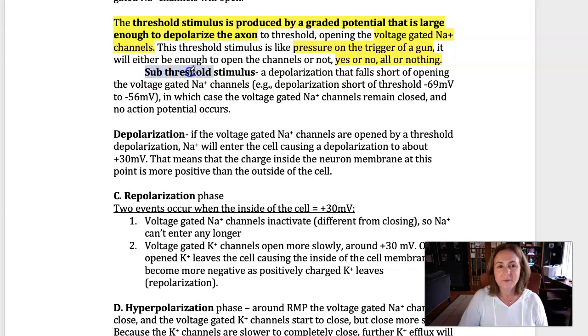Not every stimulus will. So a sub-threshold stimulus would be a depolarization that falls short of opening the voltage-gated sodium channel. So using negative 55 as the threshold, do you see how if I got a little bit more positive than negative 70, but I didn't make it to negative 55, that would be a sub-threshold stimulus. So in other words, you didn't reach the critical pressure on the trigger. Nothing happened. The voltage-gated sodium channel stayed closed and no action potential occurs.